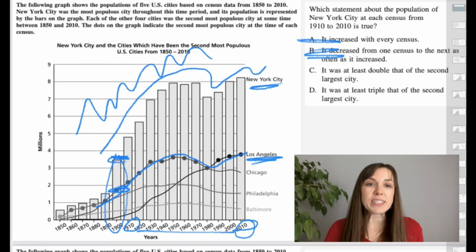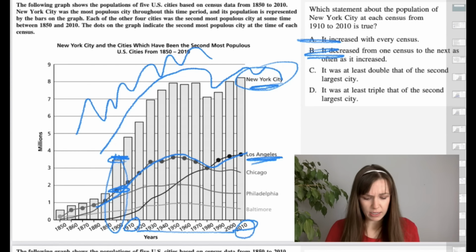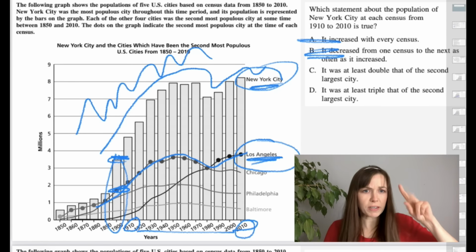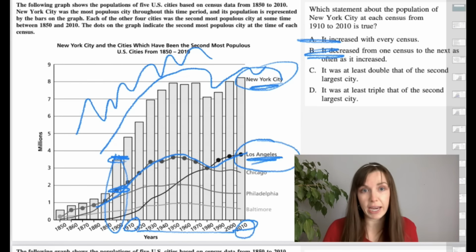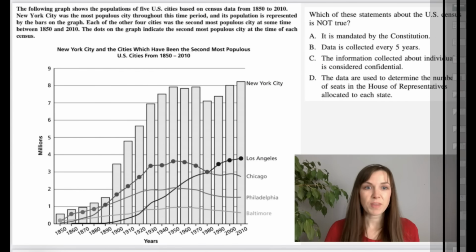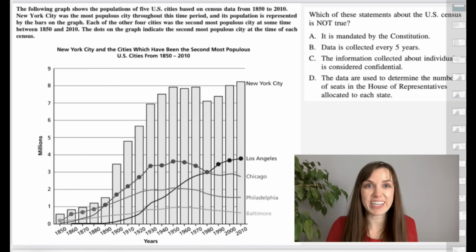D, it was at least triple that of the second largest city. Well, let's look at it. Is 8 million from New York City 3 times 4 million? No, because triple, 4 plus 4 plus 4, that's 12, and New York City is only at 8. So that's not it. The answer is C.